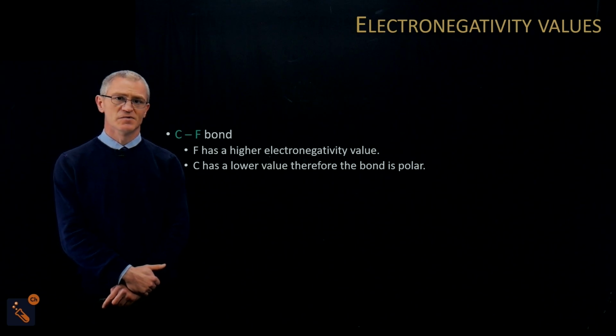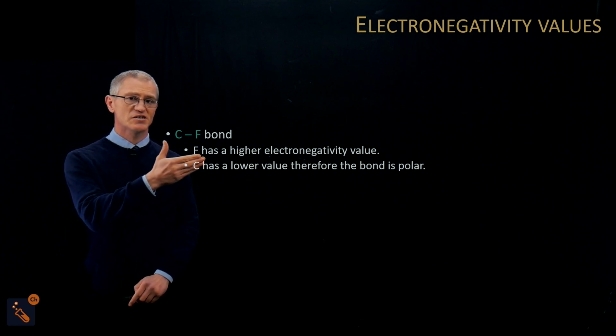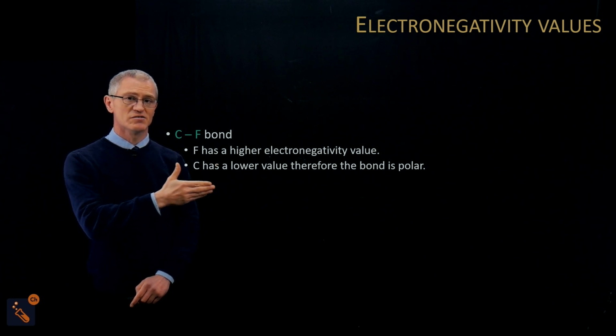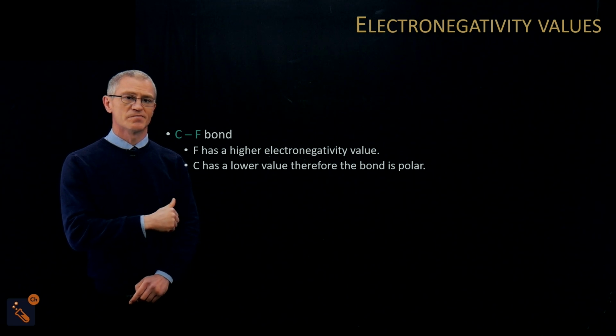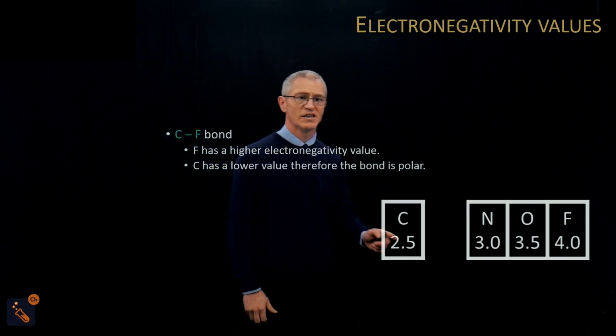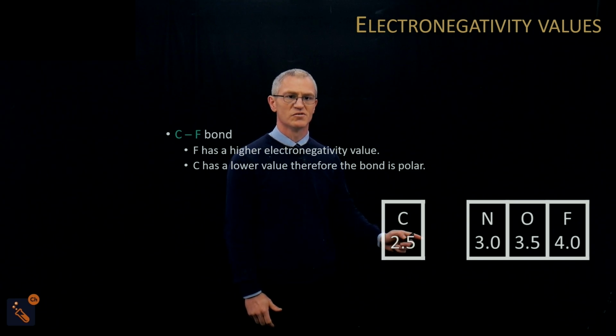Electronegativity values. Now, you can tell which elements are electronegative because of these high electronegativity values. So F typically has a high electronegativity value, C is much lower. So this C-F bond would be polar. You can actually look at these values here. So we've got some electronegativity values, and these just say how much do these atoms attract a bonded pair of electrons in a covalent bond.